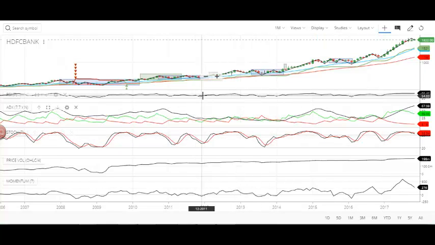Okay guys, the conclusion for this stock is, it is the right time to invest in the stock. The stock can be considered for long-term investment.